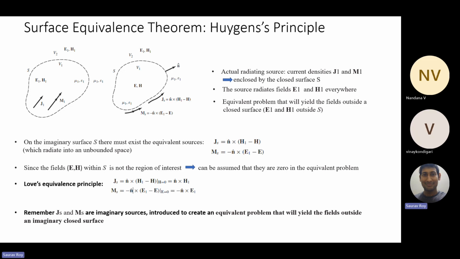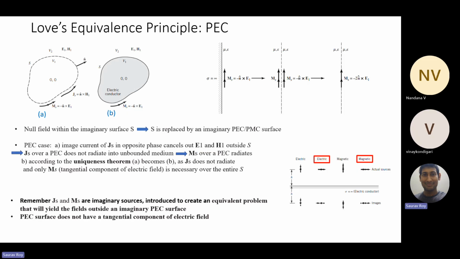Okay, then we'll go to the next slide. Now we'll see there are two different variations, right? We can take either PEC on the surface or PMC on the surface. So now we'll see what the different variations of these two are and which case we have to take when.